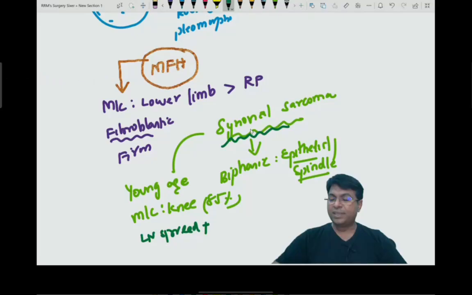Dermatofibrosarcoma protuberans is most common in the trunk, and it is a low-grade tumor which can grow for a number of years. And please don't forget liposarcoma, which I told you is seen in the nape of the neck, retroperitoneum, and extremities like the thigh. Liposarcoma, rhabdomyosarcoma, dermatofibrosarcoma protuberans, and malignant fibrous histiocytoma are most common in the lower limb, especially the thigh. MFH is also common in the thigh.